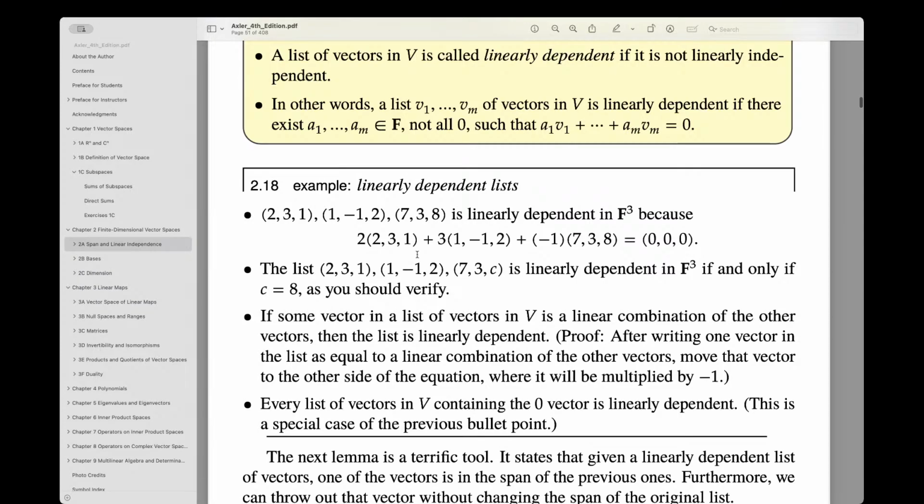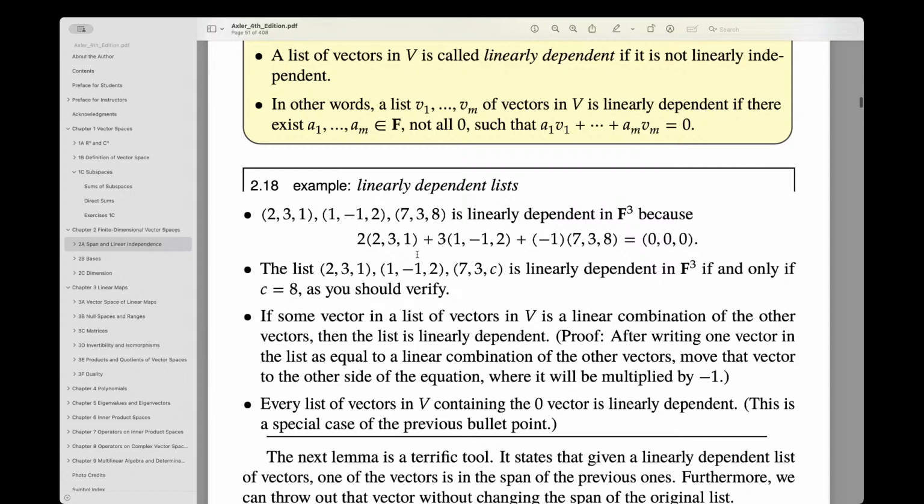So we now go on to a very important lemma. This is arguably the most important lemma of this section, because it gives you a lot of tools, and it is something you use often in linear algebra. So we'll be going through the proof and showing you some applications of this lemma. It's called the linear dependence lemma.